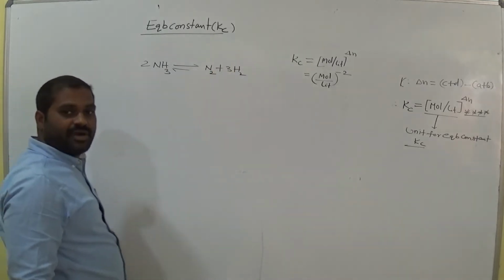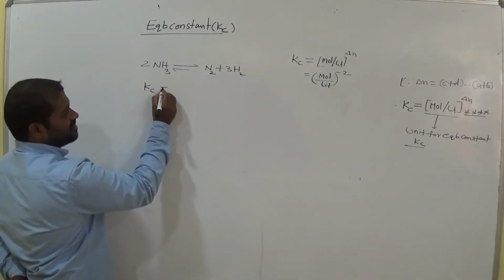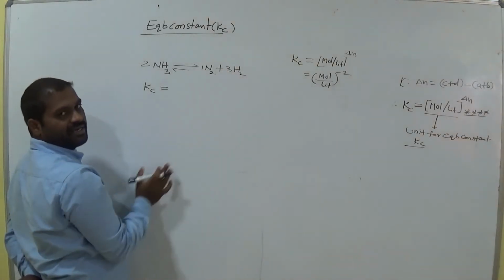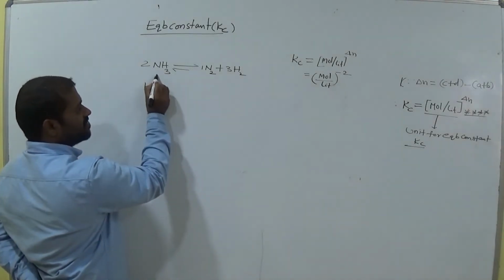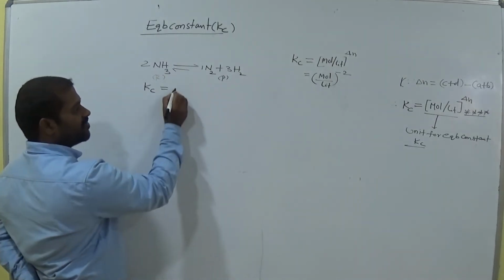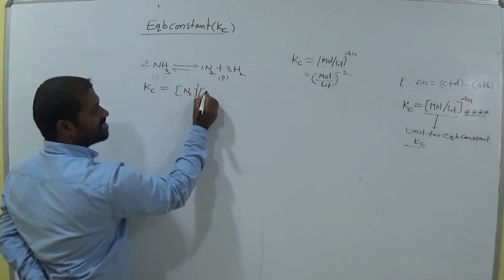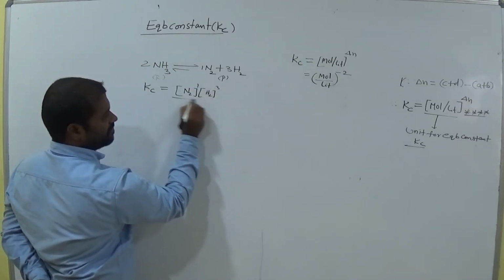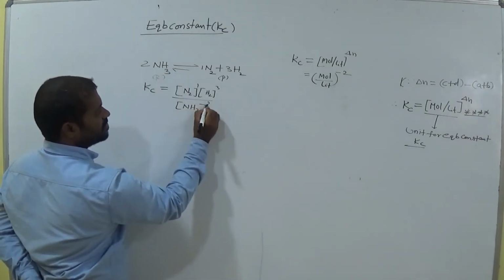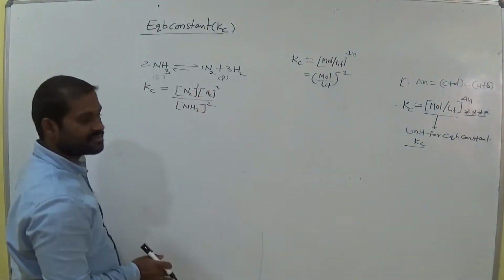So, decomposition of ammonia here. Write the Kc expression for this one. Twice of ammonia, 1 of N2, 3 of H2 here. Am I right? So now this one is reactant, this one is product. First write the molar concentration of products: N2 whole power 1, molar concentration of H2 power 3, by molar concentration of NH3 power 2. This is the equilibrium constant expression for this reaction.